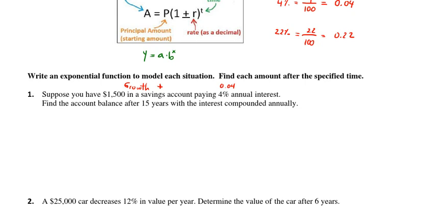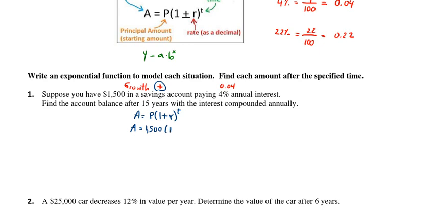So let's write the formula. The formula is A is equal to P(1 + r) raised to the t power. In this case, we know it's growth, so we're going to use a plus. A is the amount that we're going to be finding, the new amount after the 15 years. P is the principal amount. The principal is this. That's the starting amount. So it is 1,500.